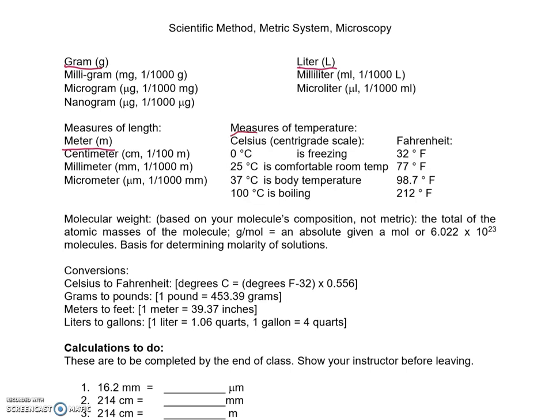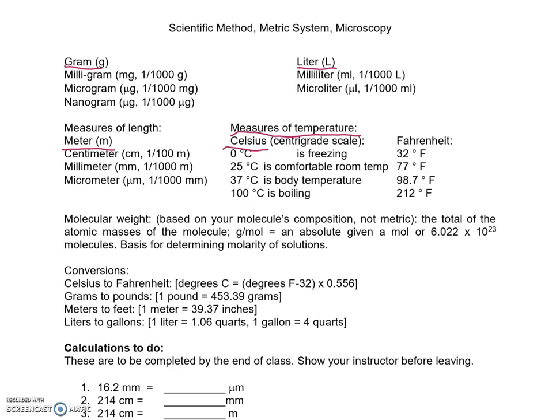Let's move on to the measures for temperature, and we will be using the Celsius scale, because for biological systems that's the most useful one. There everything is based on water. 0 Celsius is freezing of water, 25 degrees Celsius is about room temperature, 37 degrees is body temperature, and 100 degrees Celsius is boiling of water.